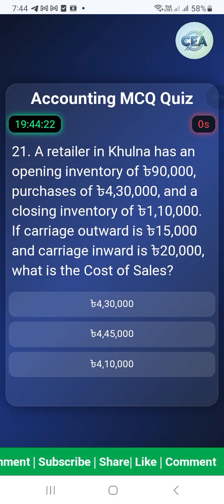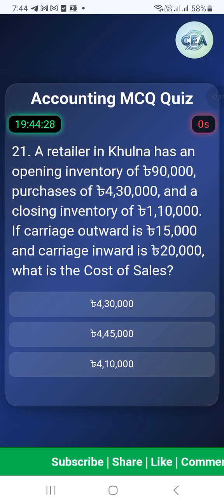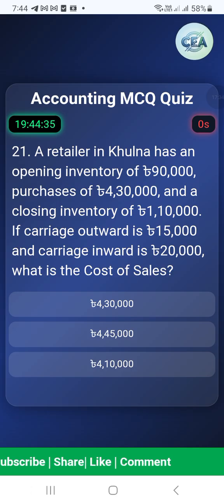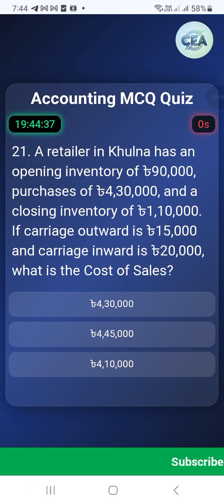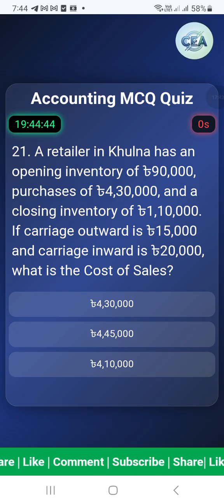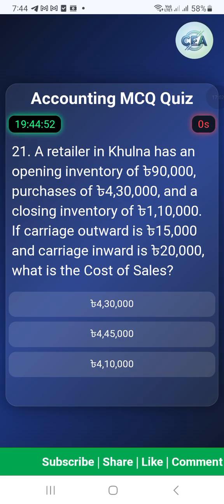21. A retailer in Khulna has an opening inventory of 90,000 takas, purchases of 430,000 takas, and a closing inventory of 110,000 takas. If carriage outward is 15,000 takas and carriage inward is 20,000 takas, what is the cost of sales? Option 1. 430,000 takas. Option 2. 445,000 takas. Option 3. 410,000 takas.